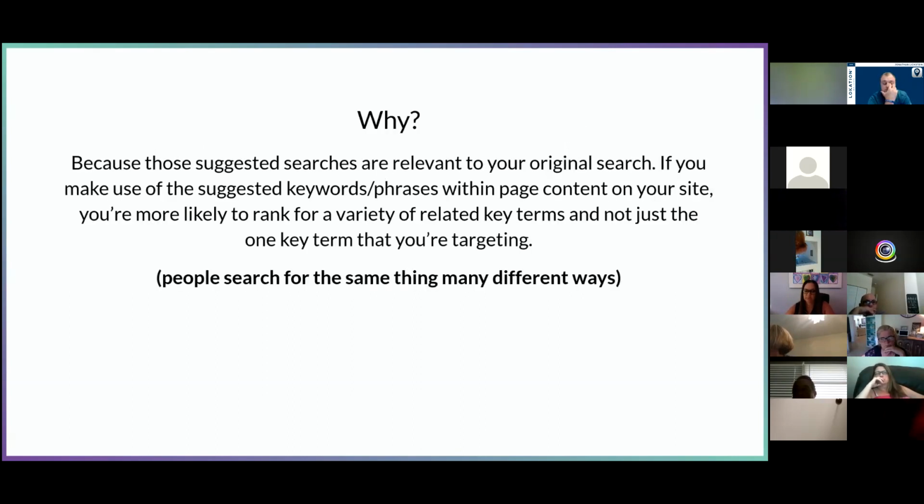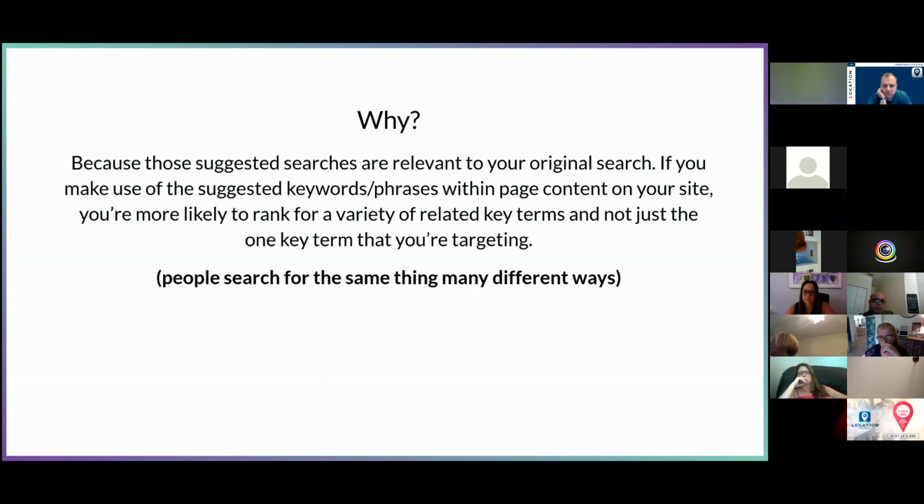Why do we want to do that? Because those suggestions are relevant to the original search that you typed in. So if you make use of those suggested keywords or phrases within page content on your site, you're more likely to rank for a variety of related key terms and not just the one key term that you're targeting, right? If you think about it this way, you might search for something in Google one way, and I might search for the exact same thing a different way, and John might search for it a different way. So we want to understand how those people are searching and then use all of those different variations of that search term in the content that we produce.